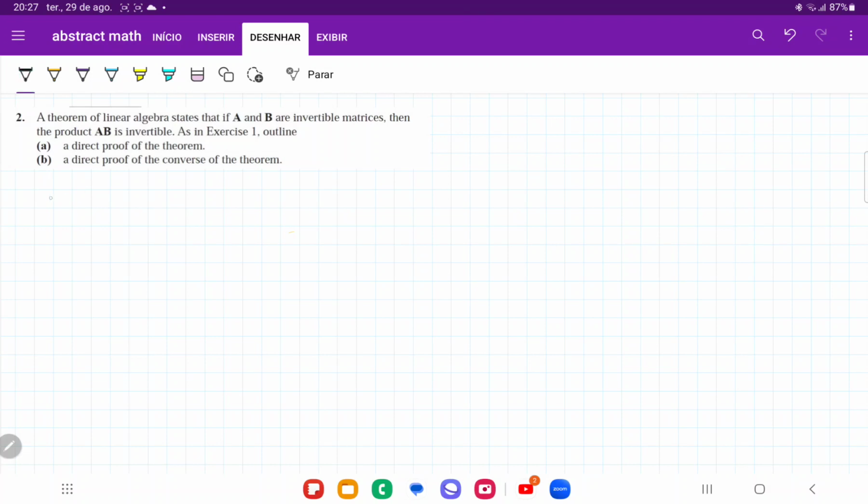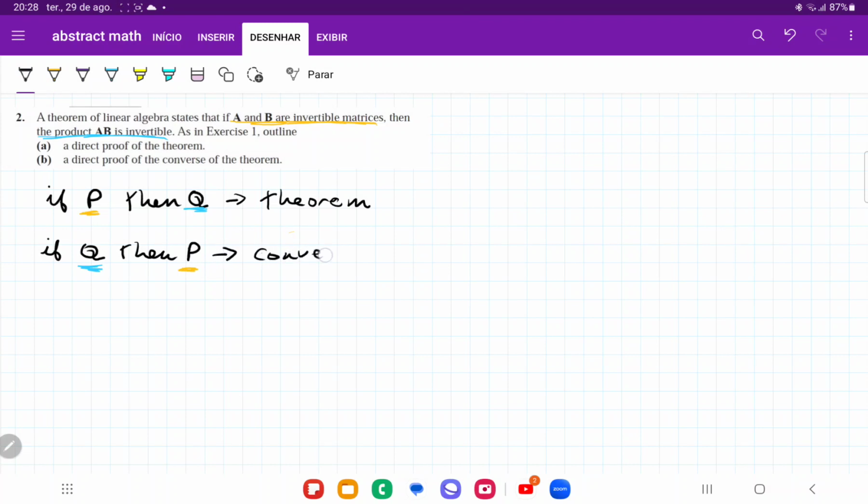So the theorem is of the form if P, then Q. So that is the theorem where P is going to be if A and B are invertible matrices. So that's our hypothesis. And our conclusion Q is the product AB is invertible. So that's the theorem. And then the converse is going to be if Q, then P. So it's going to be if the conclusion, then the hypothesis. And so this is going to be the converse.